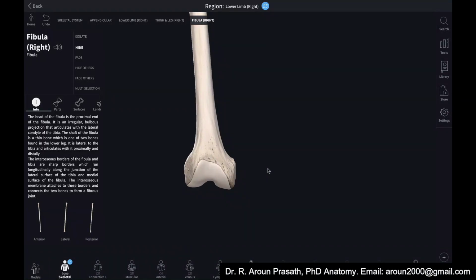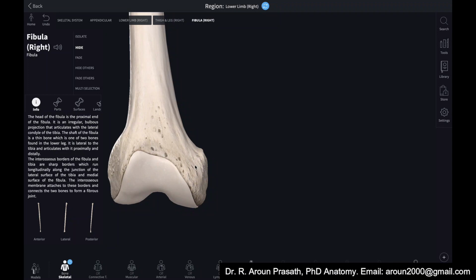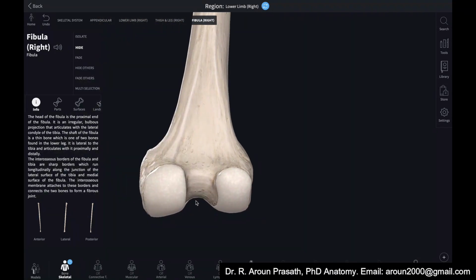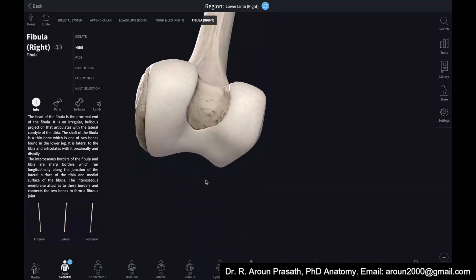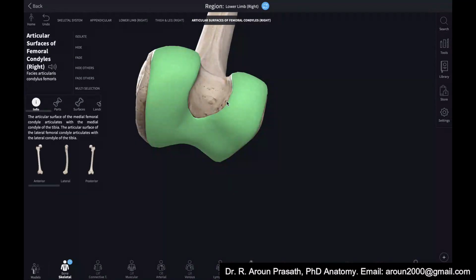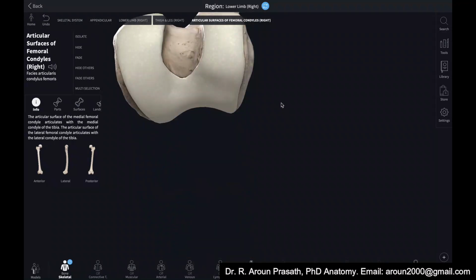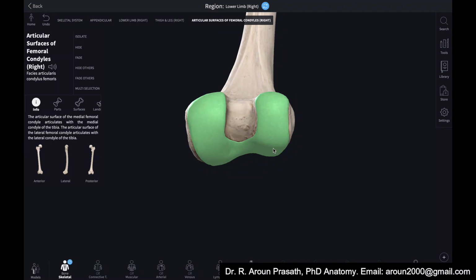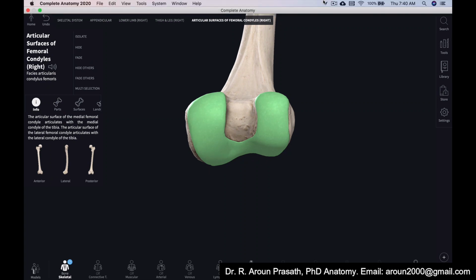This is the medial condyle and this is the lateral condyle, and the pit between these two bones is called the intercondylar notch. The inferior surface of the condyle is covered by hyaline articular cartilage, which takes part in articulation in the knee joint. This is the articulating surface of the condyles of the femur.